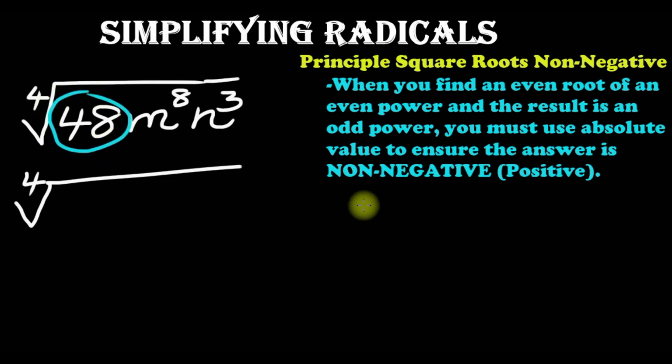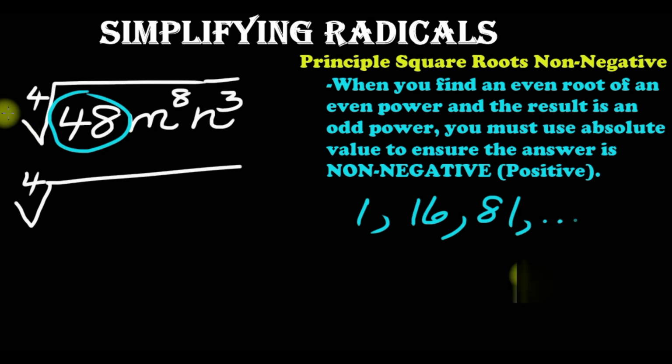So we know the 4th root of 1 is 1, the 4th root of 16 is 2, the 4th root of 81 is 3, and so on. Looks like 16 can go into 48 3 times. We want to rewrite using 16 and 3.